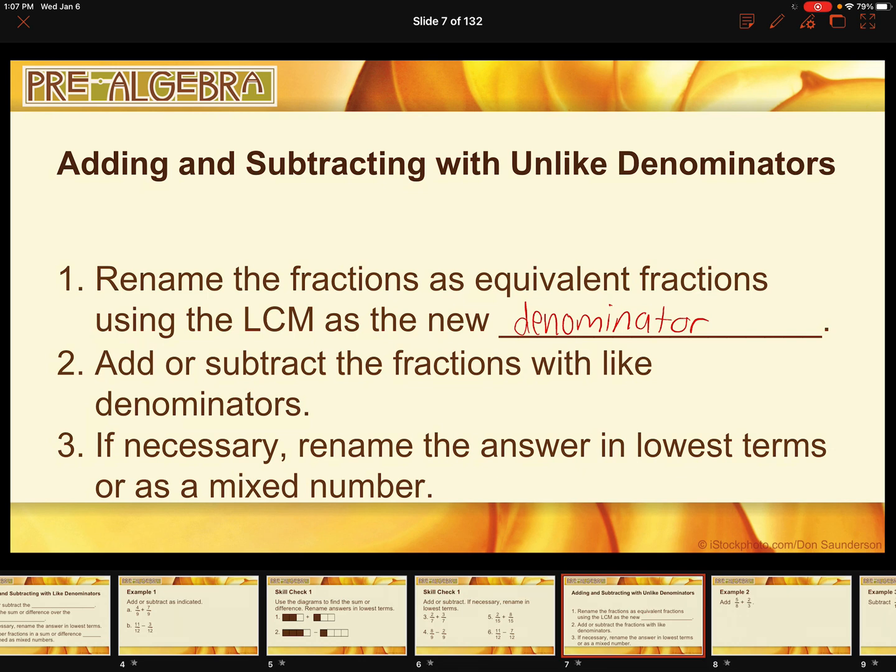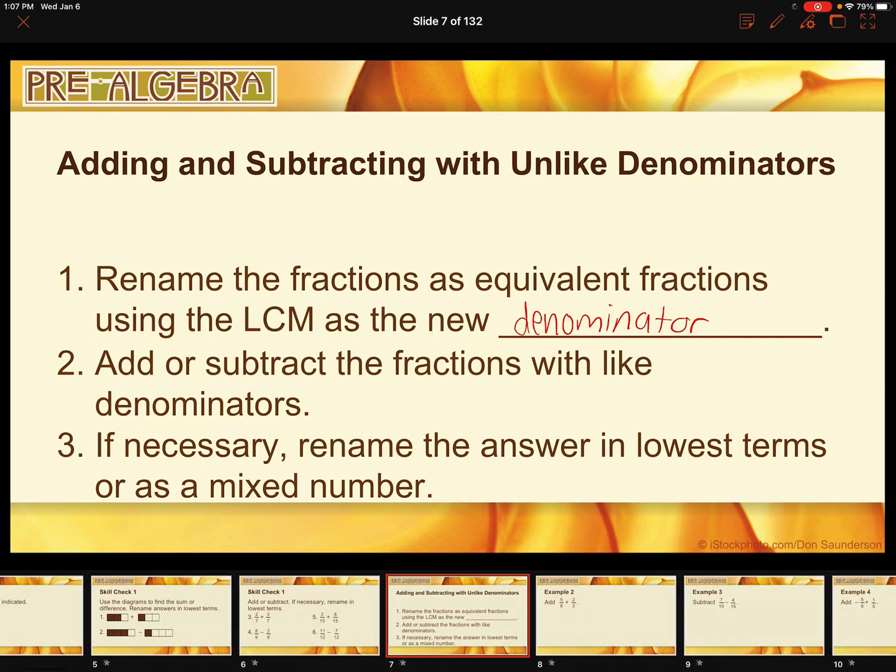Then you're going to add or subtract the fractions, and lastly, you're going to reduce it into lowest terms or as a mixed number. Remember I said I don't care if it's an improper fraction or a mixed number as long as it is in lowest terms.